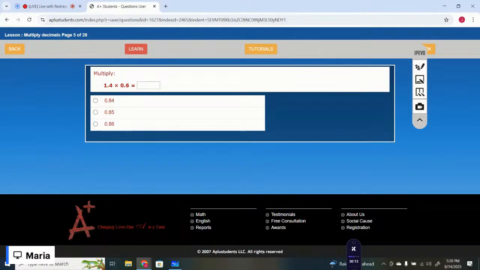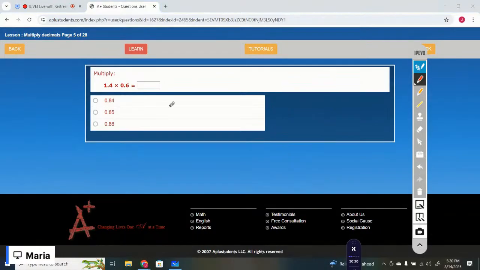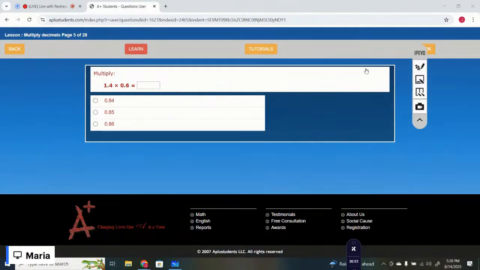1.4 times 0.6, which is the correct option. That is 0.84. Option number 1 is the correct option.